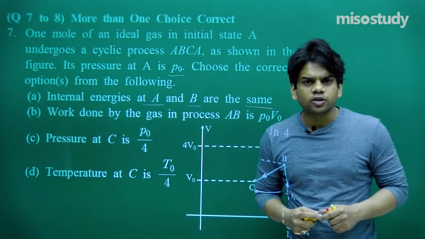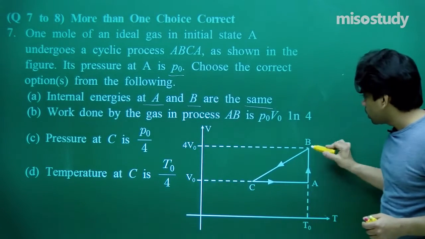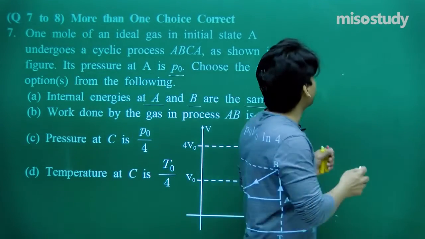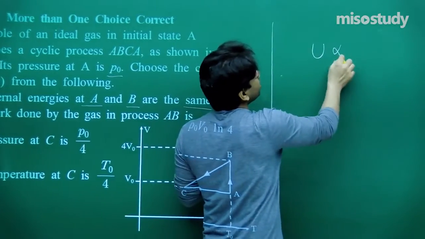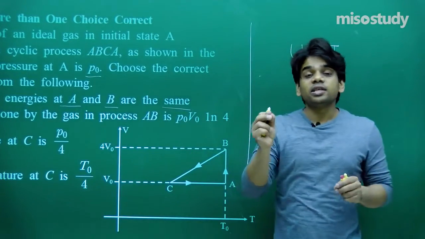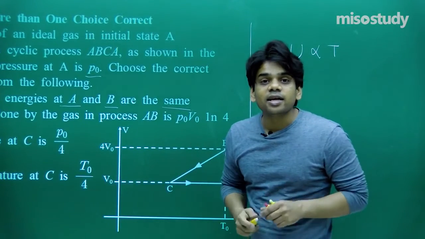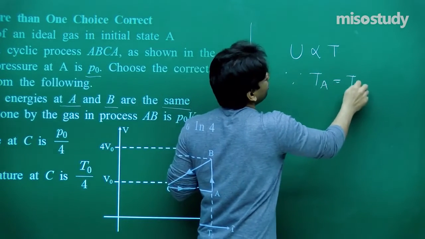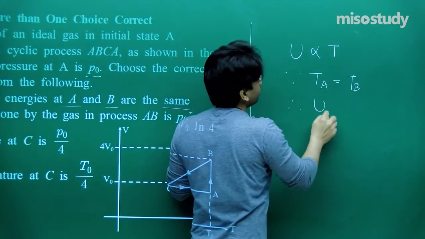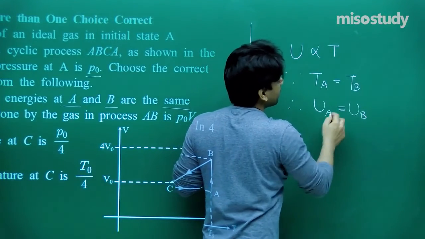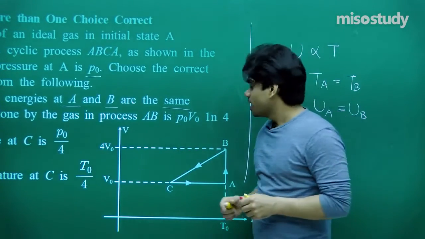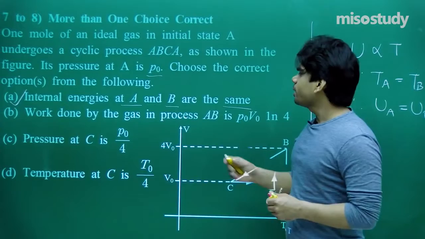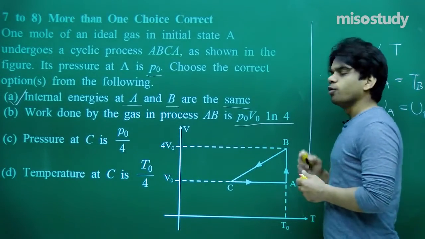We know that internal energy is a function of temperature. Here you see point A is here, point B is here, and the temperature is T0. So, since internal energy is a function of temperature, U is directly proportional to temperature. Since TA is equal to TB, therefore UA will be equal to UB. That is, internal energy will be the same for both A and B. Yes, it is the same. B, work done by the gas in process AB is P0 V0 ln 4.